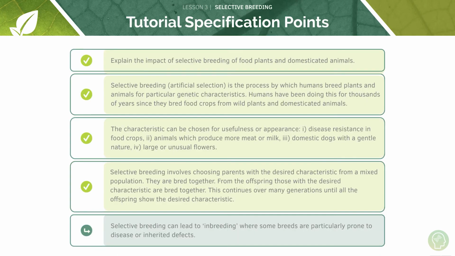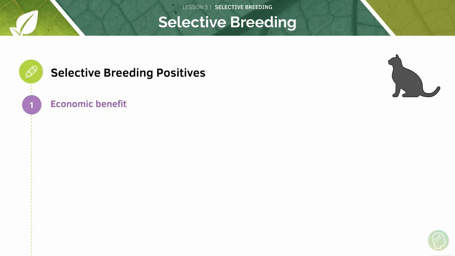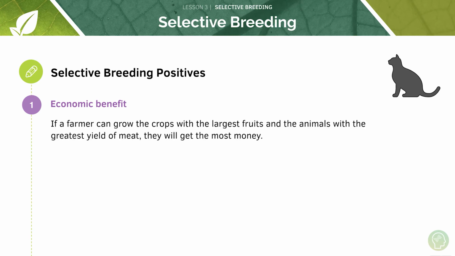Okay, so now let's come on to discuss some positives and negatives of selective breeding. So first of all, there is an economic benefit here. So this is your really obvious point. So if a farmer can grow the crops with the largest fruits and the animals with the greatest yield of meat, they will get the most money. And this in turn aids the economy as their products will be of a greater quality and thus the consumer will also be happier. So we have our economic benefit there.